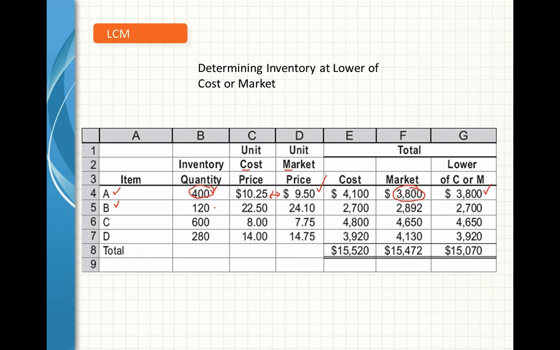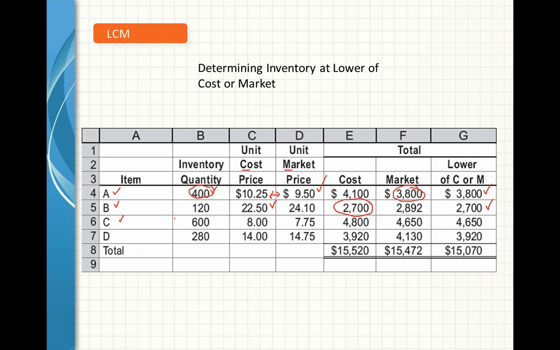Now let us apply item B. Item B, we have 120 units of stock and the cost is 22.5. Market value is 24.10. As cost is lower than the market price, you'll have to apply the cost price, that is 2700. See, 2700 is lower than 2892, so I apply 2700.